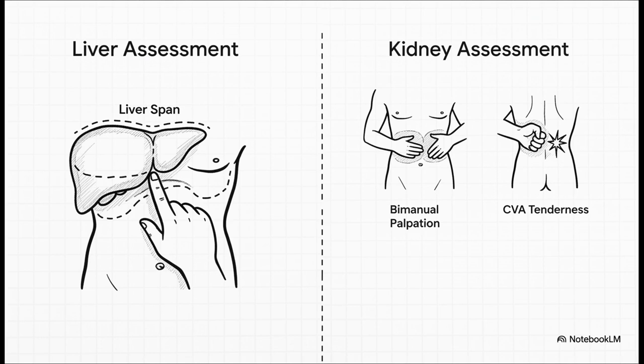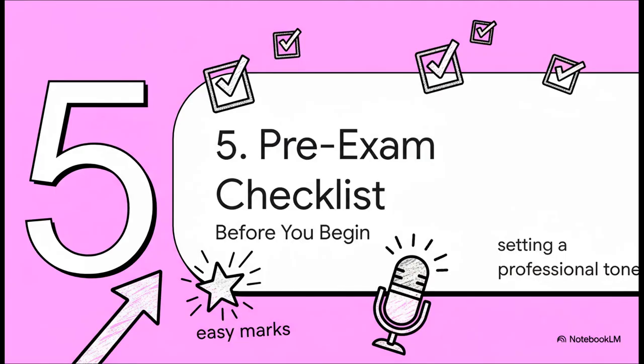For the kidneys, the technique is totally different. It's a bimanual method, where you try to ballot or kind of bounce the kidney between your two hands. Now, normal kidneys are rarely palpable, but this can help you find an enlargement. And finally, a gentle tap at the back over the renal angle checks for tenderness, a classic sign of a kidney infection.